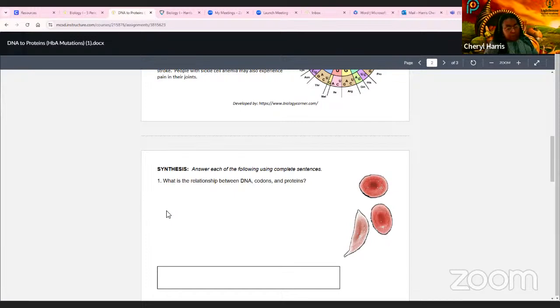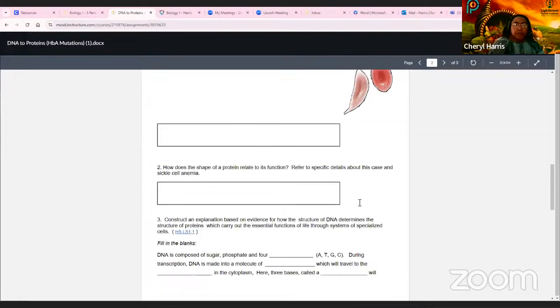Because that question says, what is the relationship? So the relationship is the DNA talks to the RNA. The RNA creates a triplet code which talks to the transfer RNA to tell it what amino acids to get. And then the amino acids form a protein chain. Okay? So I just said that 2 different ways. You pick which way works best for you, but that's how you need to explain the relationship. All right.